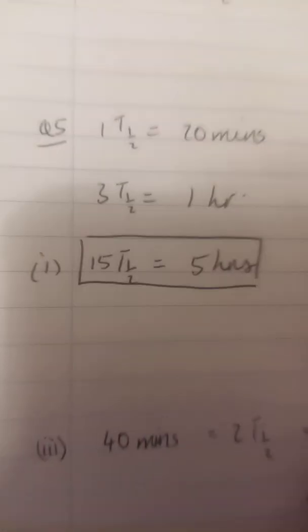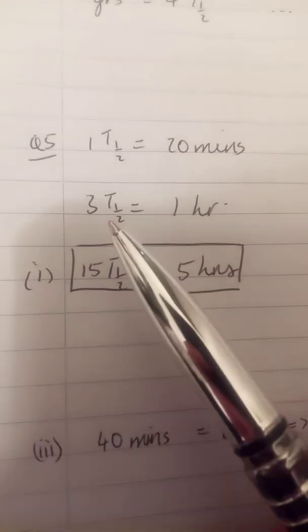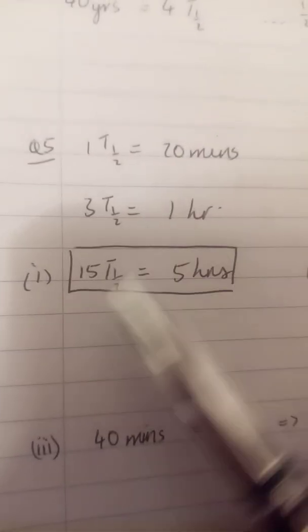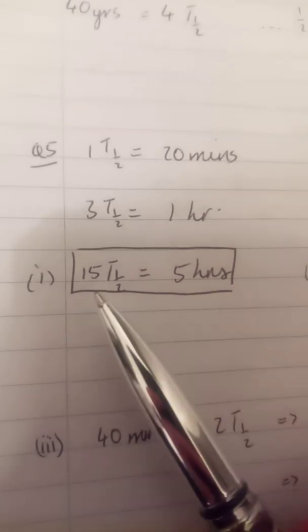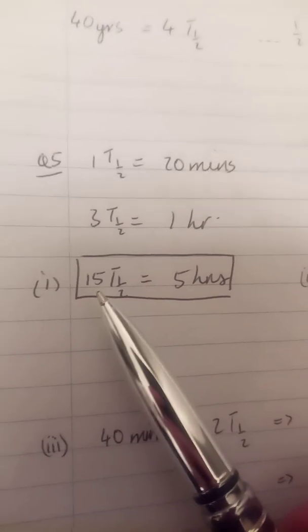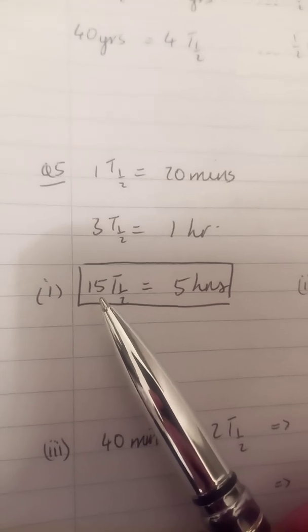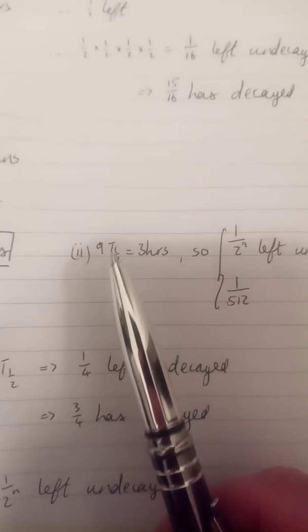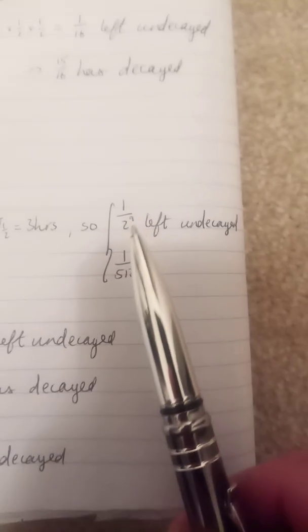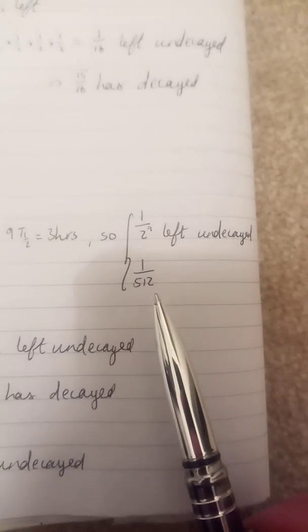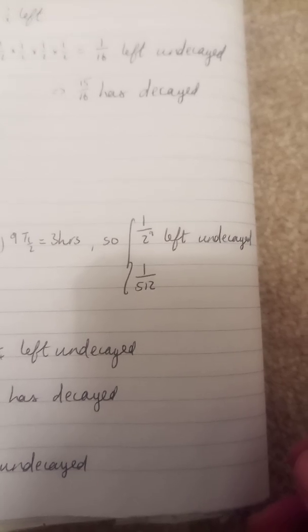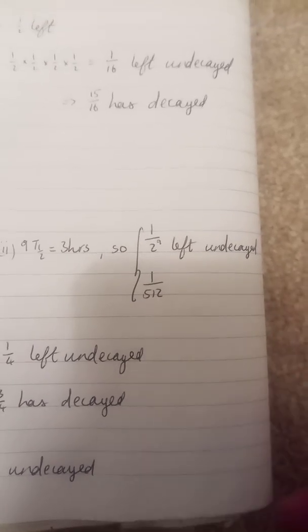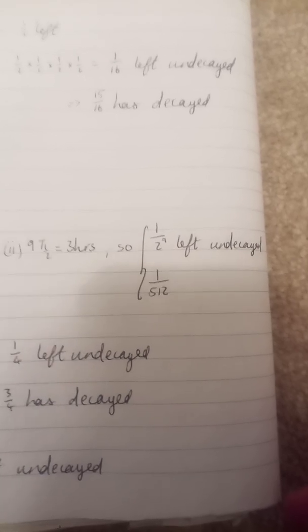So let's have a look at it. Half-life is 20 minutes. We know that 3 half-lives is an hour, but we're looking for 15 half-lives, which is 5 hours, and the answer for part 1 is 15 half-lives. The second part, what fraction remains undecayed after 3 hours? So we know that 3 hours is 9 20 minutes, so 9 half-lives. That means if we use 9 there as the power, it's 1 over 2 to the 9 that is left undecayed, which is 1 over 512.